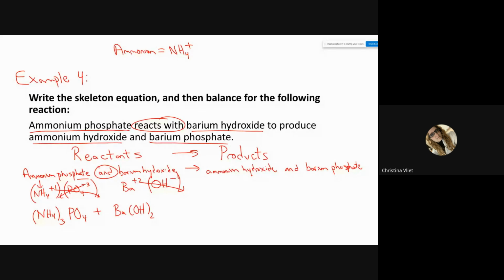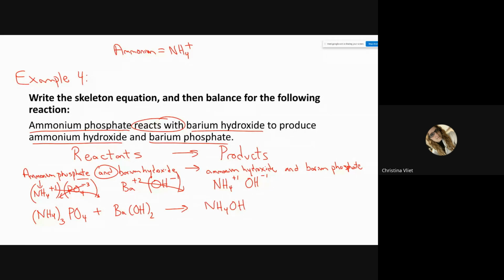That's the reactant side. We have to do this as well for the product. So for the product side, we've got ammonium, which we already said was NH4+, and we've got hydroxide, which is OH minus 1. Do those charges cancel? Plus 1 and minus 1? Yes. 1 minus 1 is 0. No crisscrossing needed. It's just NH4OH for ammonium hydroxide.